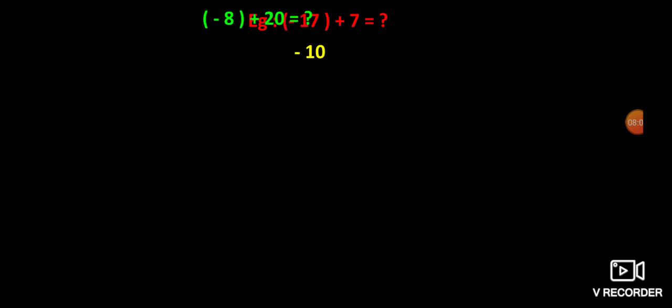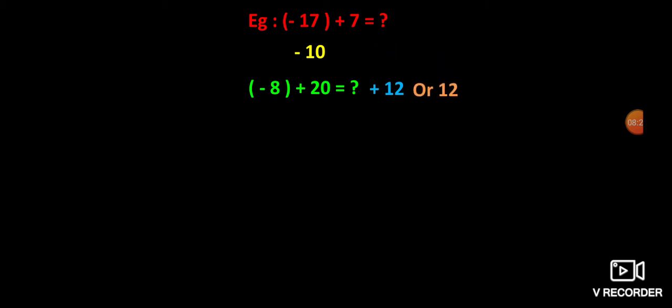Okay. Next, minus 8 plus 20. Here also addition of positive and negative. So, we subtract smaller from bigger. 8 from 20, we will get 12. Sign of 20, that is the sign of the bigger one, positive. So, the answer is plus 12 or simply we can write 12. Both are correct.